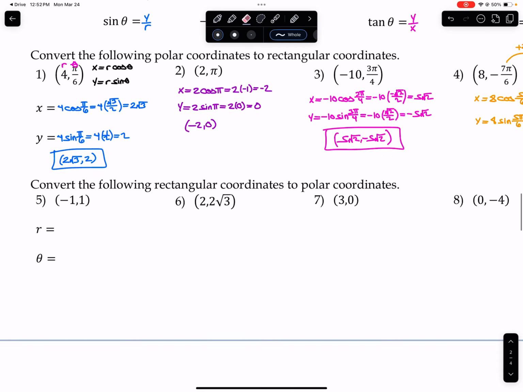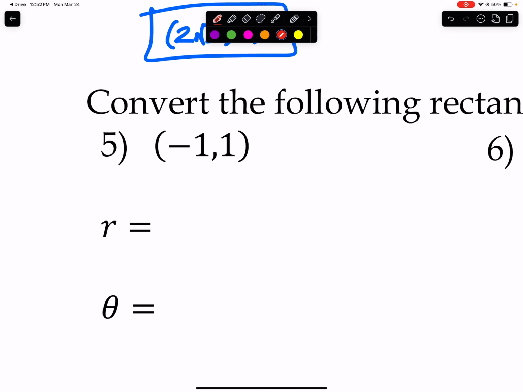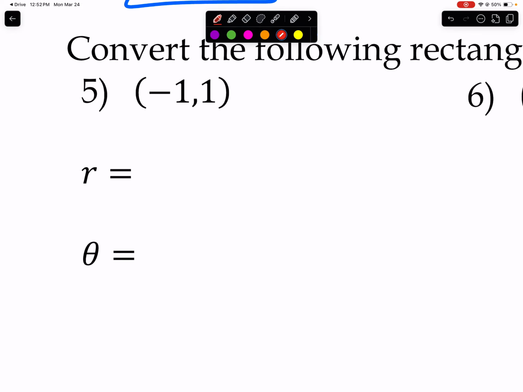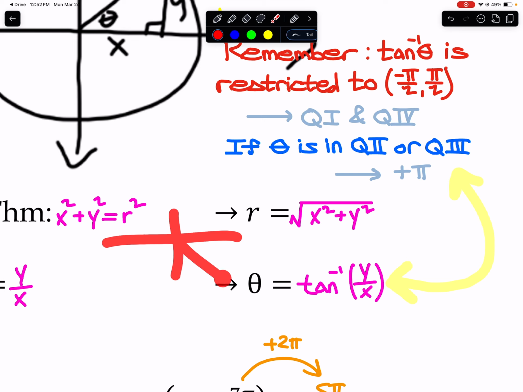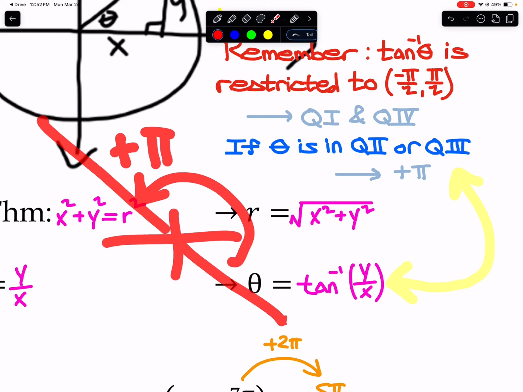So with that, what I like to do on these problems is actually identify the quadrant first. That way I know if I need to add pi or not. So if I have a negative 1 comma 1, well, that puts me in quadrant 2. So because I'm in quadrant 2, that means I need to add pi. And the reason is because that doesn't fall in the domain of inverse tangent. So because I fell into quadrant 2, I'm going to find the quadrant 4 value, and I'm going to add pi to move it to quadrant 2.